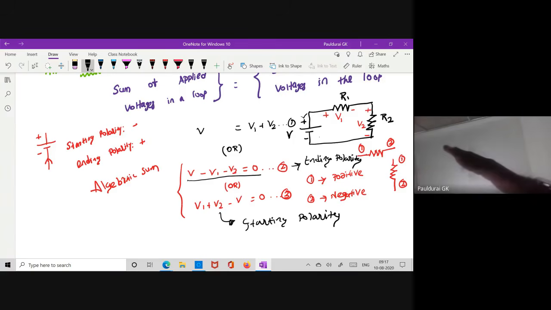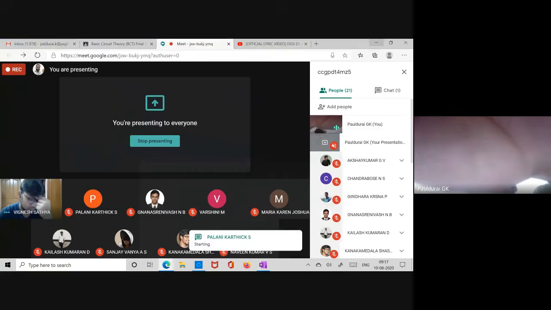My question, have you got it? Which one are we going to consider in equation number in basic circuit theory? Starting. Palani Karthik, thank you.